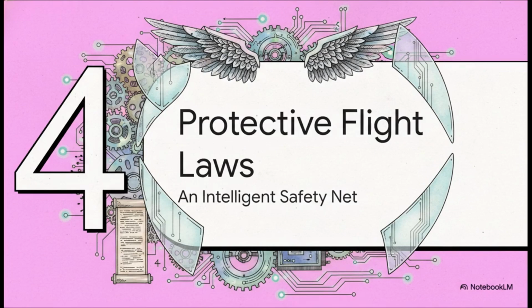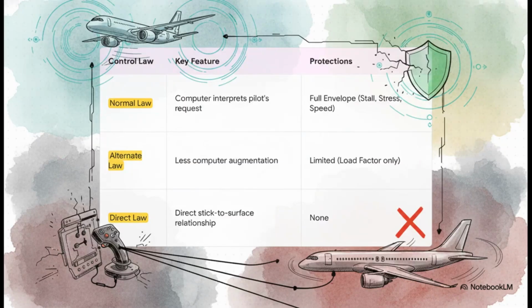But here's the thing. The computers are doing way more than just following orders. They operate under a strict set of rules, or laws, that act like an intelligent safety net. They're constantly protecting the aircraft from ever exceeding its physical limits. There are basically 3 modes. Most of the time, you're in normal law. Here, the computers give you the full protective bubble. They literally won't let a pilot stall the plane, or overstress it, or fly too fast.